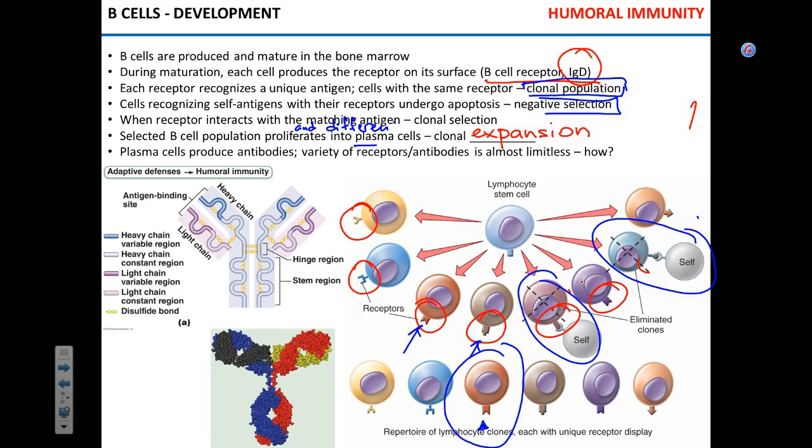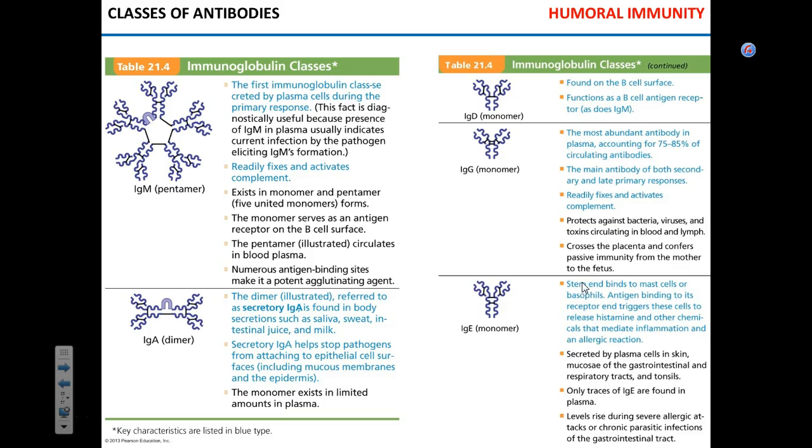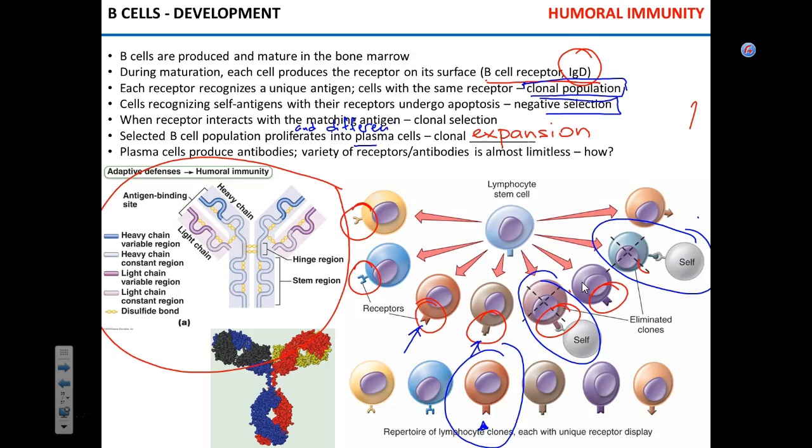Does that make sense? So once you have plasma cells, they start to produce antibodies. This is how an antibody looks. I'm just figuring out where would be the best time to talk about it. So let's talk about antibodies now.